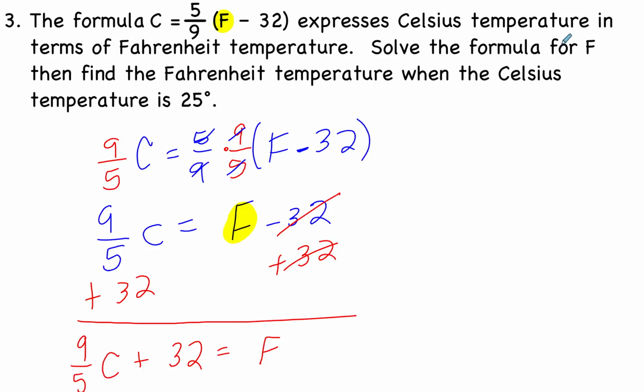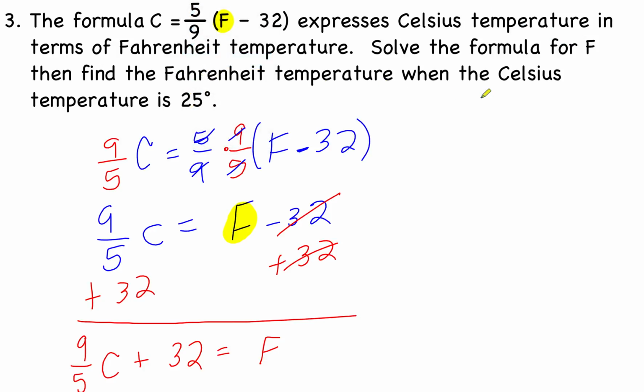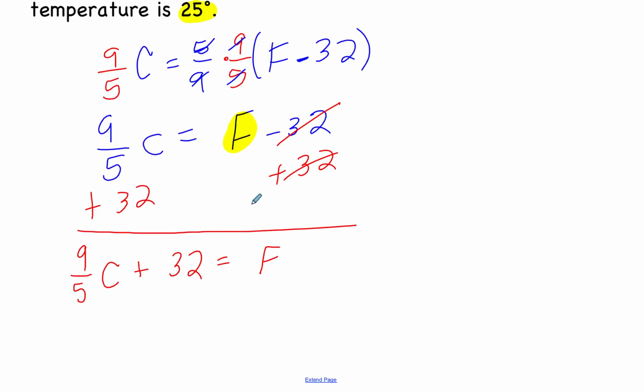So the second part of the problem says we want to know what the Fahrenheit temperature is if the Celsius temperature is 25 degrees, right? So let's go ahead and plug in 25 for C and see if we can figure out what the Fahrenheit temperature is. So that says take 9/5 multiplied by whatever C is. Now C we said is going to be 25. I'm going to write that as 25 over 1. And then it says plus 32 equals F, right?